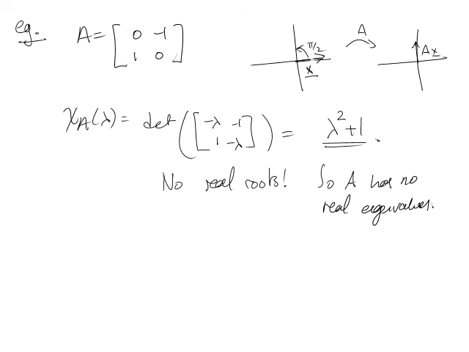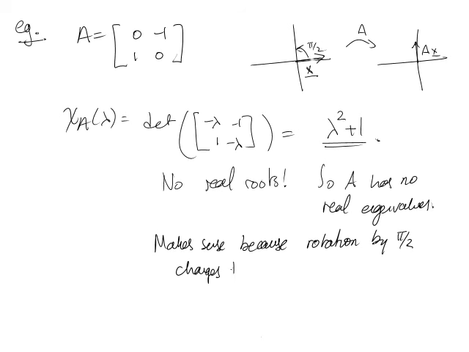And this makes sense because just think about it, if it did, that would mean that there's some vector in R2 with the property that when you rotate it by 90 degrees, you get a vector pointing in the same direction. But that's not true, right? So it makes sense because rotation by 90 degrees changes the direction of every non-zero vector. Okay, so there can't be any eigenvectors and there can't be any eigenvalues.